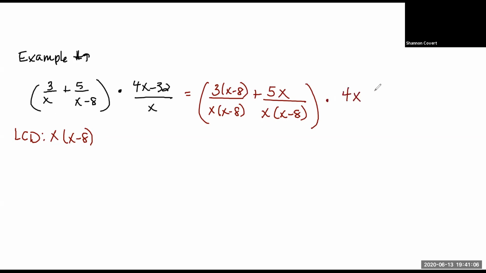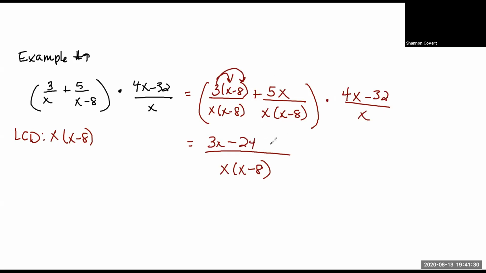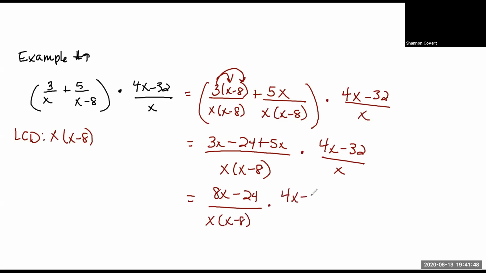And like previously, I'm going to carry that 4x minus 32 over x through the problem until I have what's in the parentheses simplified. So I'm ready to write this as one big fraction over here. x times x minus 8 is my denominator. I'm going to distribute. 3 times x is 3x. 3 times negative 8 is negative 24 plus 5x. Keep that 4x minus 32 over x. 3x plus 5x is 8x minus 24 over x times x minus 8. I'm multiplying that times 4x minus 32 over x.